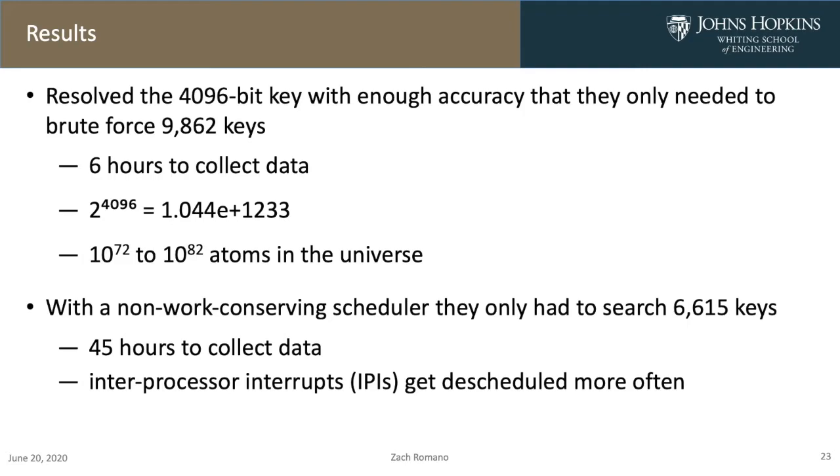And so basically a work conserving scheduler tries to keep the scheduled resources busy. So in a non-work conserving one, some of your cores might be idle longer, or your interrupts get descheduled more often, so you don't have that frequent alternation between the victim and the attacker. It might be the attacker executes and then has a long gap, and the attacker executes again, which you obviously would not get any interesting results. So with the non-work conserving scheduler, they had to collect data for 45 hours. But they were able to search through fewer keys.